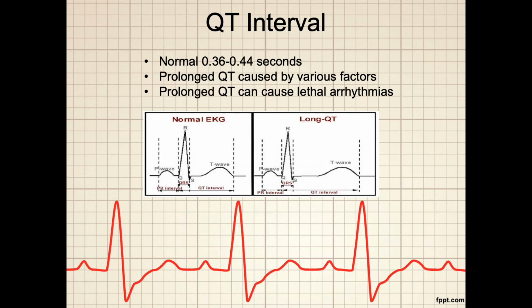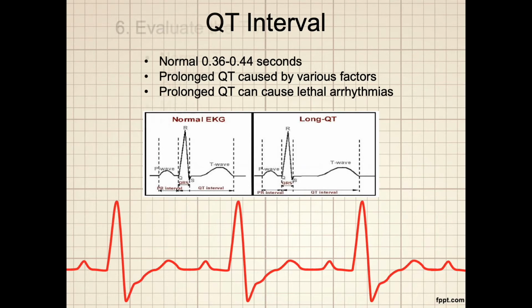Also, you should look at your QT interval. Here we have a very nice picture of normal and prolonged QT intervals. Normally, the QT interval is between 0.36 and 0.44 seconds. A prolonged QT can be caused by various factors, and it can also cause lethal arrhythmias. Now, that being said, you should know that in a faster rate, as in a tachyarrhythmia, the QT intervals, even in a sinus rhythm, will be shorter. And in a slower rhythm, even if it's sinus, the QT interval will tend to be longer.